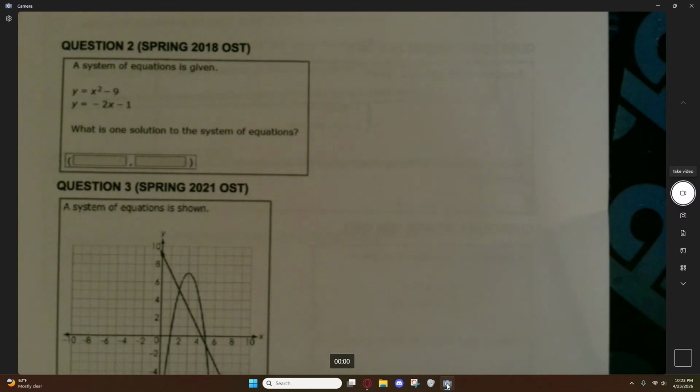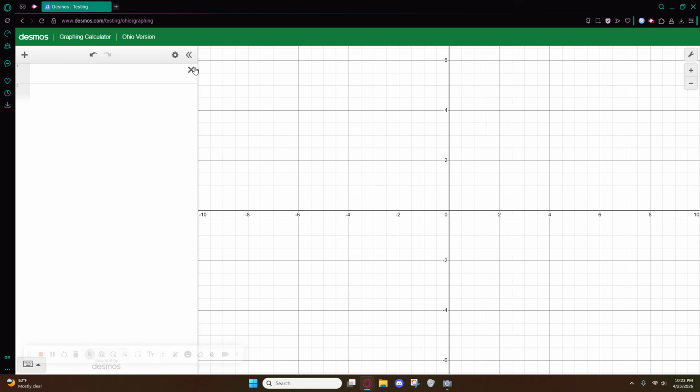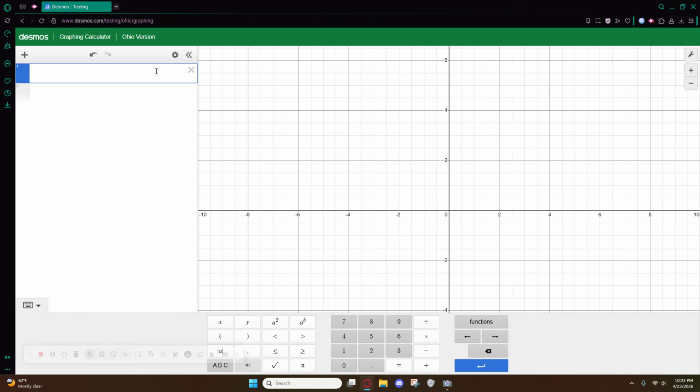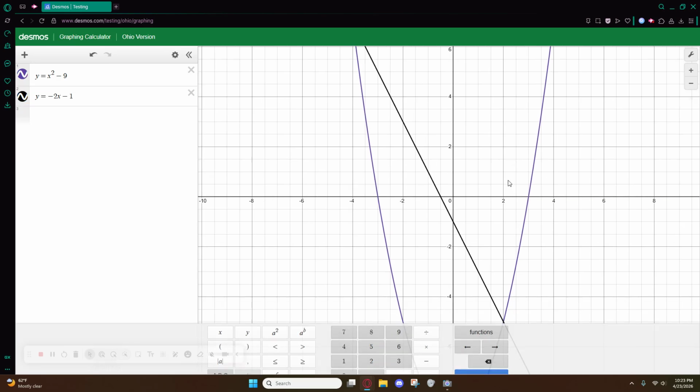A system of equations is given. This is from the Spring 2018 OST. What is one solution? So there will be multiple solutions, but you only need one of them. So our equations are y equals x squared minus 9, and y equals negative 2x minus 1. And we're going to figure out where they touch.